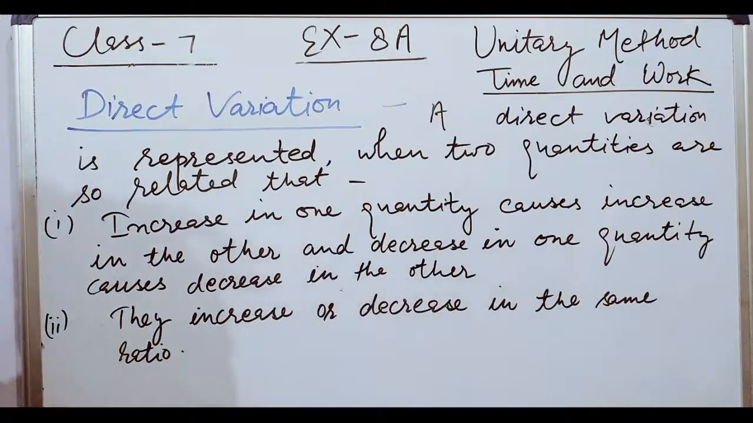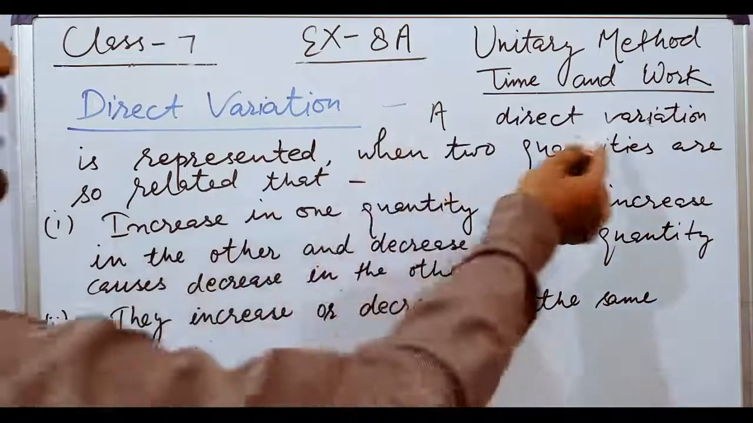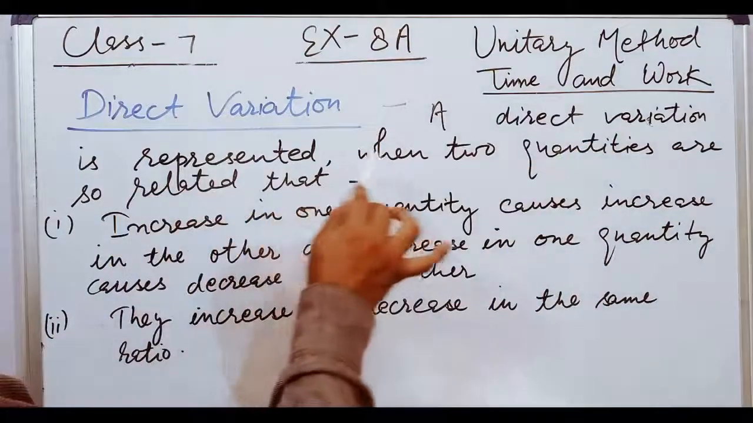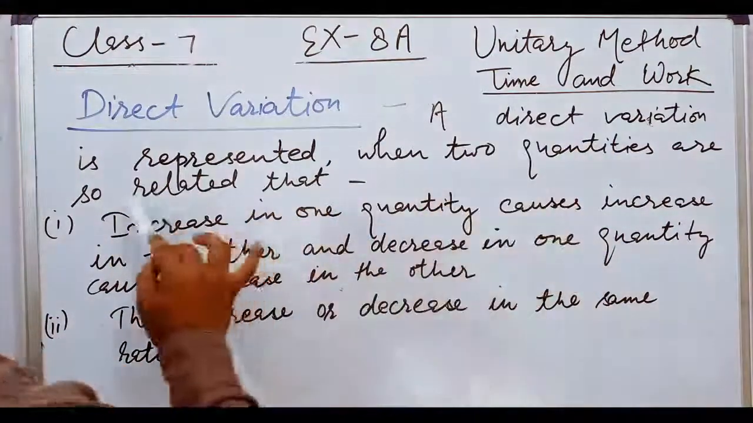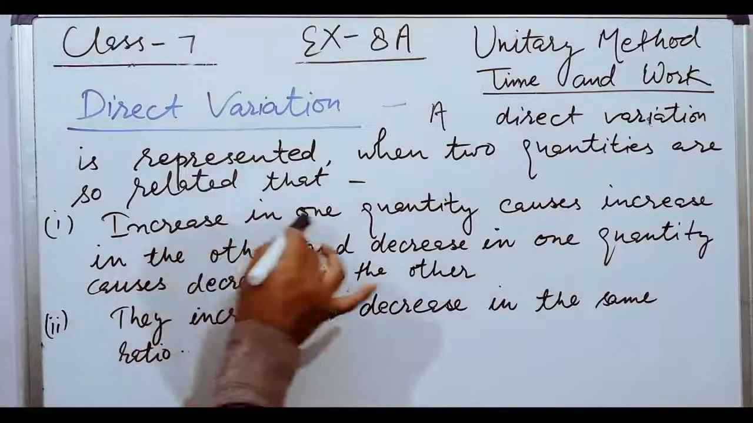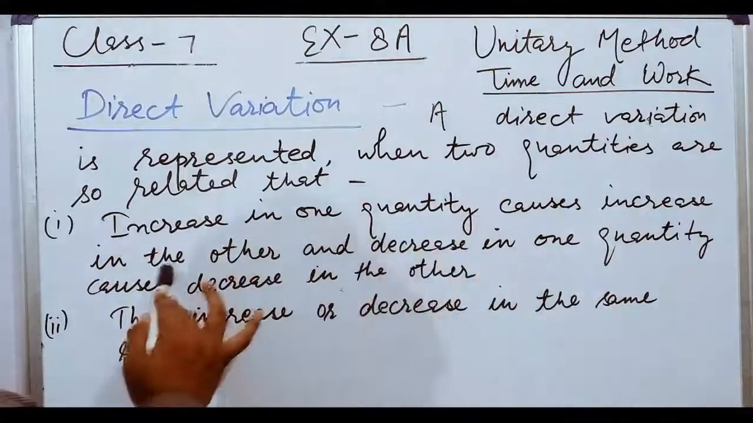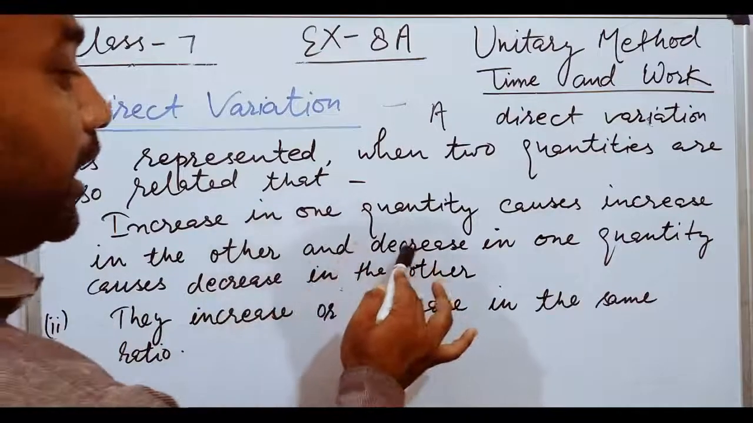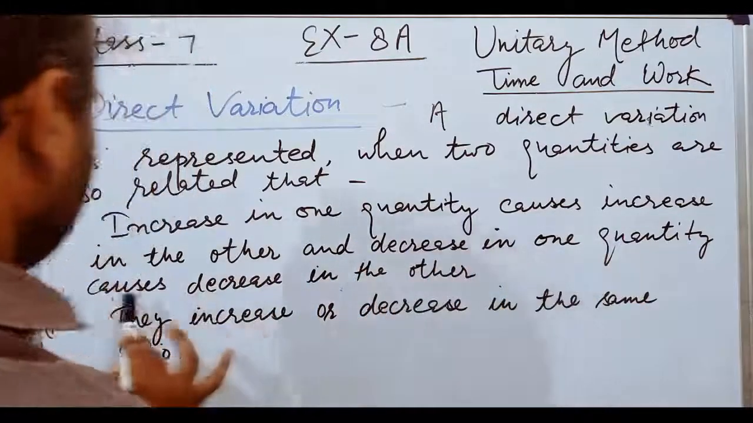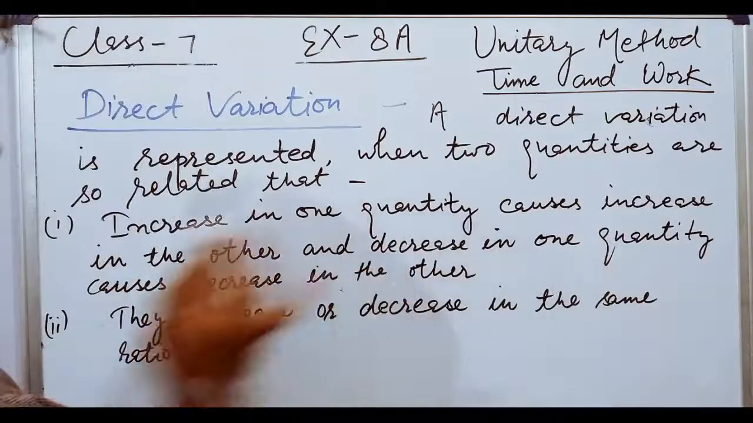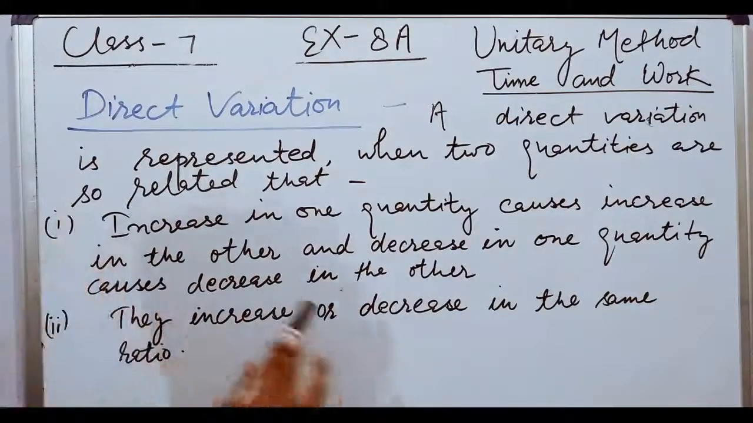Direct variation means a direct variation is represented when two quantities are so related that increase in one quantity causes increase in the other and decrease in one quantity causes decrease in the other. Okay, they increase or decrease in the same order, same ratio.